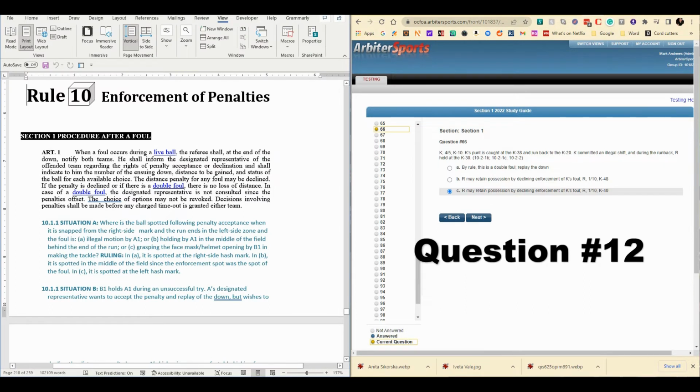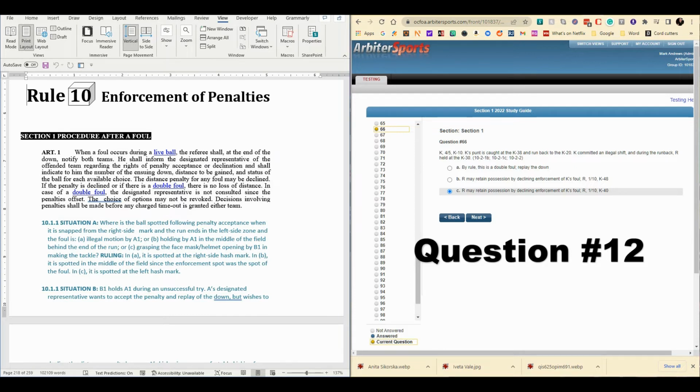All right, question 66. K, 4th and 5 at the K10. K's punt is caught at the K30 and run back to the K20. K committed an illegal shift, and during the run back R is held at the K30. So what do we have here? Now this is going to take some explaining, so stay with me here.